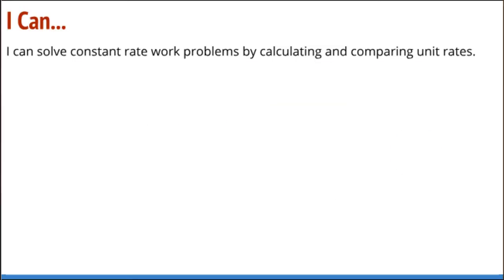All right, so, I can statement. I can solve constant rate work problems by calculating and comparing unit rates. So once again, instead of speed, we're going to be looking at work, and we'll discuss in a second more specifically what is meant by work.